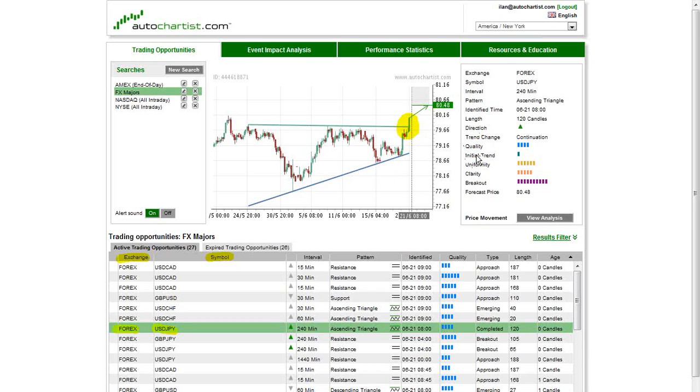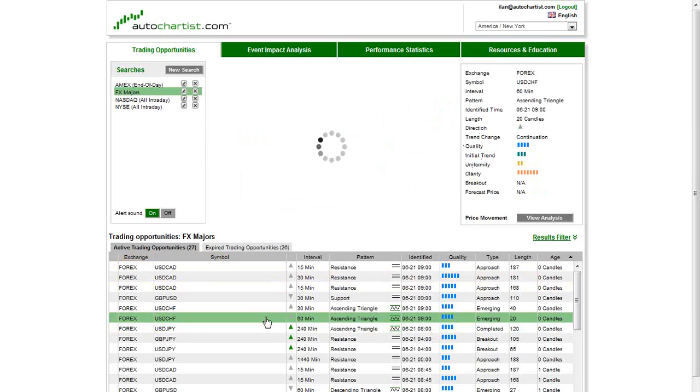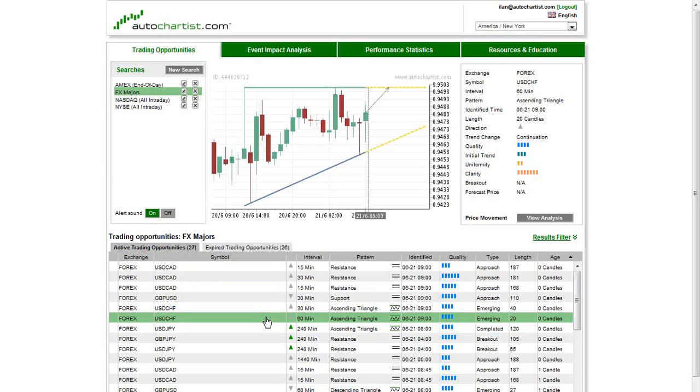Now, let me contrast that with an opportunity that doesn't have a green arrow, but rather a gray arrow. A gray arrow means that there has not been a breakout as yet, and we call this an emerging pattern, right? So currently, this opportunity on the US dollar Swiss franc is still trading in a comfortable trading range between support and resistance, okay, and has not yet broken through.